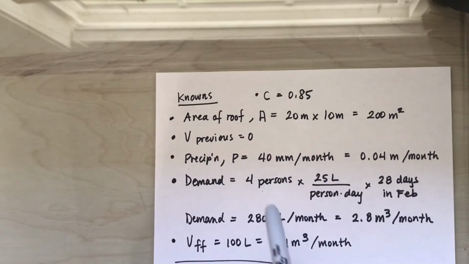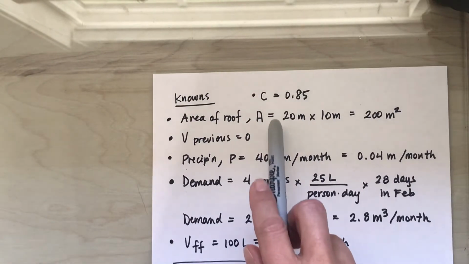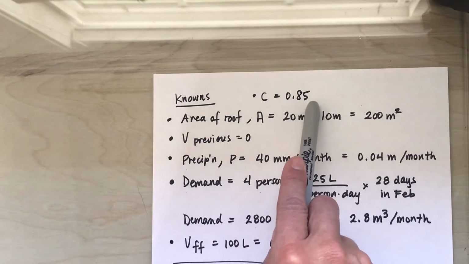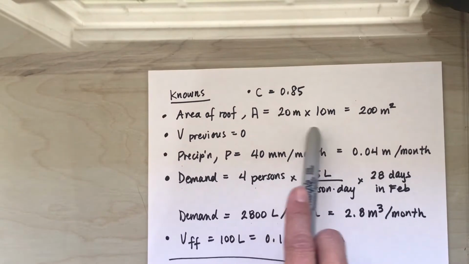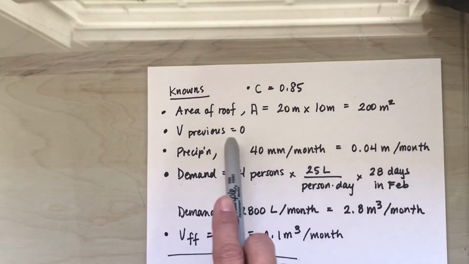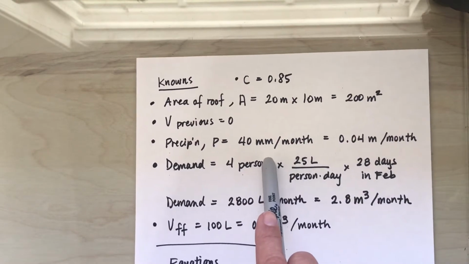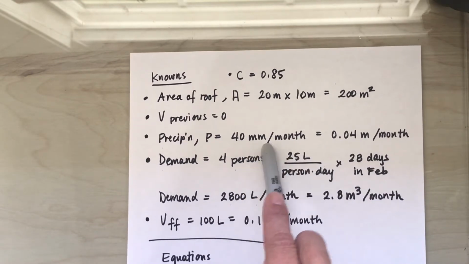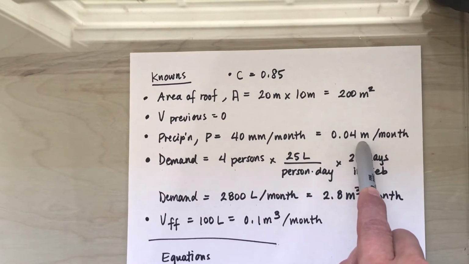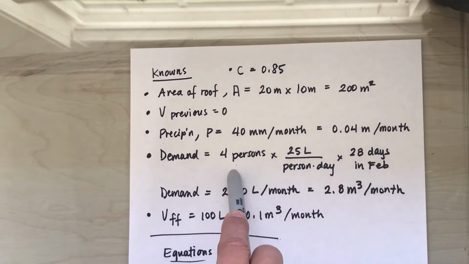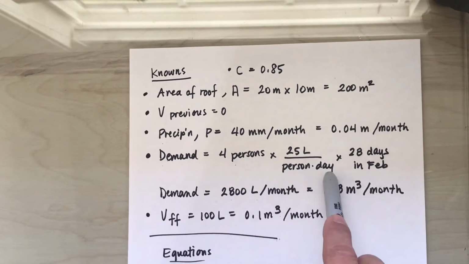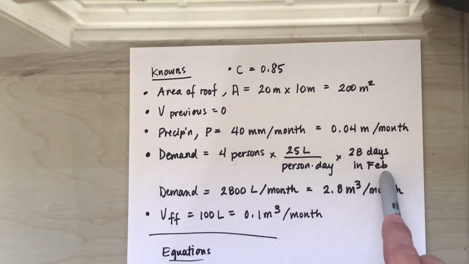Okay, so it's always a good idea to take note of what our knowns are in the problem statement. We know the runoff coefficient for the roof is 0.85. We know it's a roof that's 200 meters squared, and that there was no previous volume to account for from the month before. The precipitation that falls that month is 40 millimeters or 0.04 meters. The demand needed for toilet flushing is for 4 people, flushing 25 liters per day, and it's the month of February, so it's 28 days.